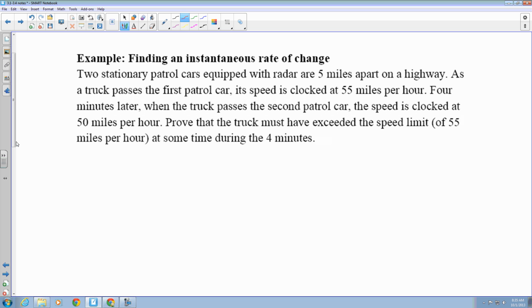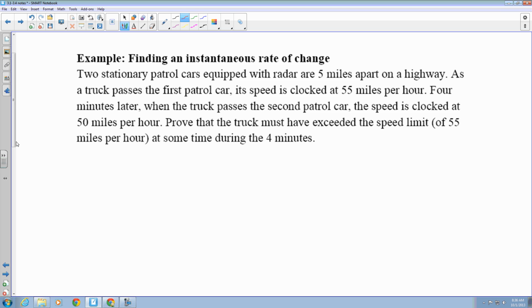Okay, this is kind of a classic calculus problem. This is kind of a cool problem. There are 2 stationary patrol cars that are equipped with radar and are 5 miles apart on the highway. As a truck passes the first patrol car, its speed is 55 miles per hour. Then in 4 minutes, it passes the second patrol car when the speed is clocked at 50 miles per hour. We have to prove that the truck must have exceeded the speed limit at some time during those 5 minutes.